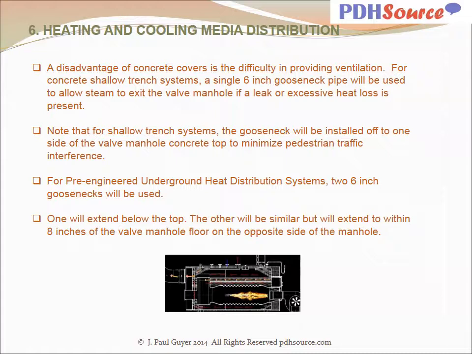For pre-engineered underground heat distribution systems, two 6-inch goosenecks will be used. One will extend below the top. The other will be similar but will extend to within 8 inches of the valve manhole floor on the opposite side of the manhole.